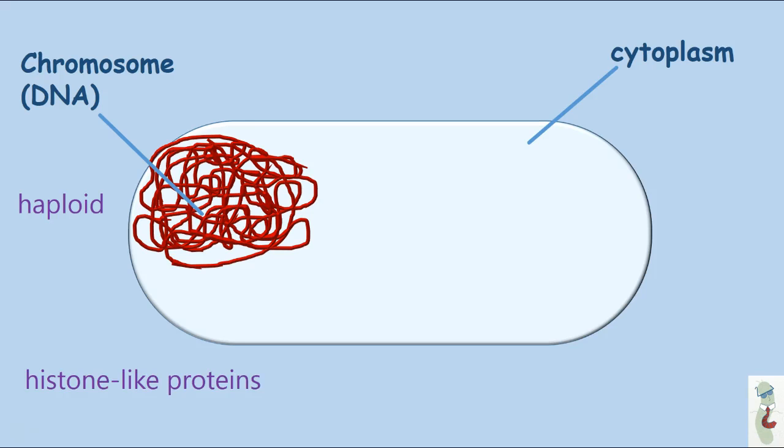Their DNA is wrapped around histone-like proteins, unlike that of eukaryotic cells that contain histone proteins. Again, unlike eukaryotic chromosomes, bacterial chromosomes are circular, not linear, and their genes are not interrupted with non-coding regions that are called introns. They do, however, contain operons. Operons are a group of genes that are regulated by a common promoter. This is very unique to prokaryotic cells.